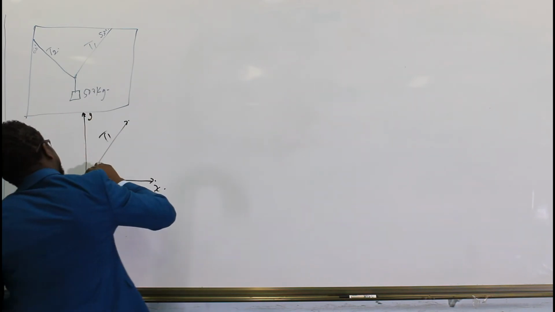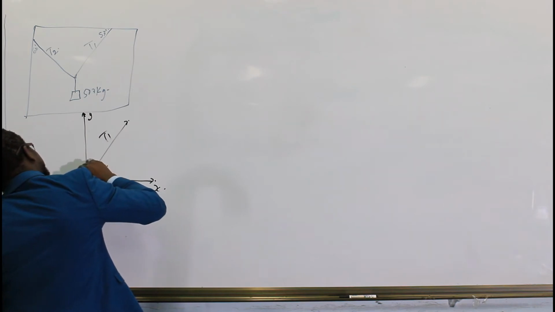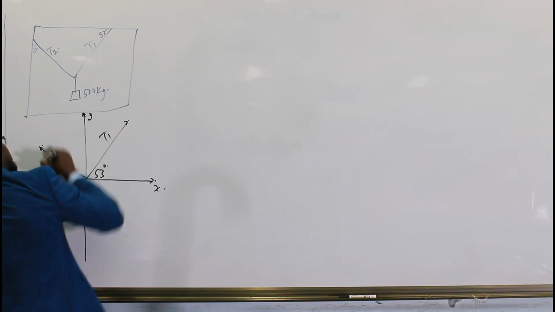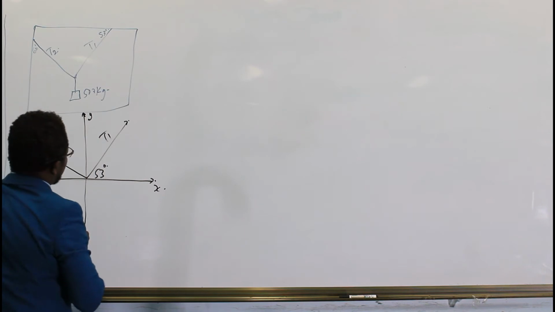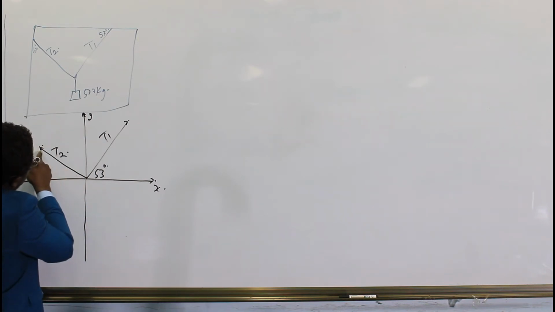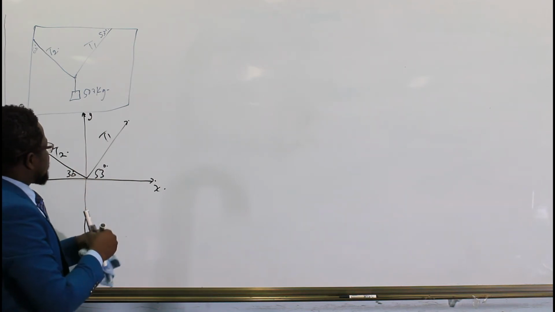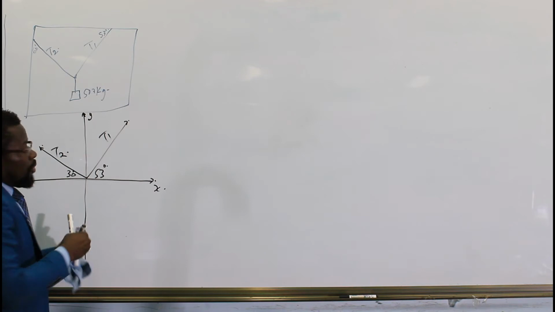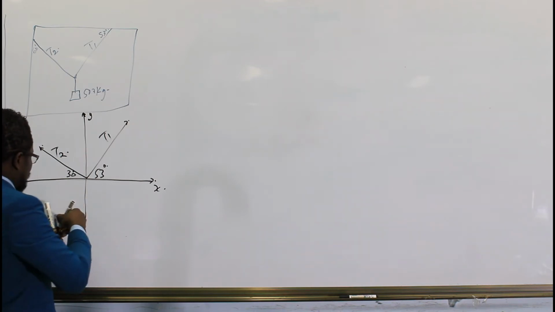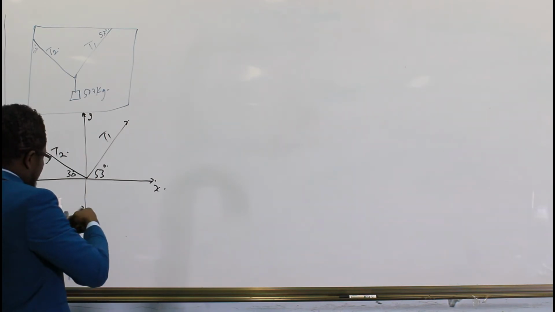And there is another tension which is on this side. That is T2. That angle here is 60 degrees, so here will be 60 and then this will be 30 degrees. So we'll have this to be 30 degrees. Now what we see is that we can see we are having what?